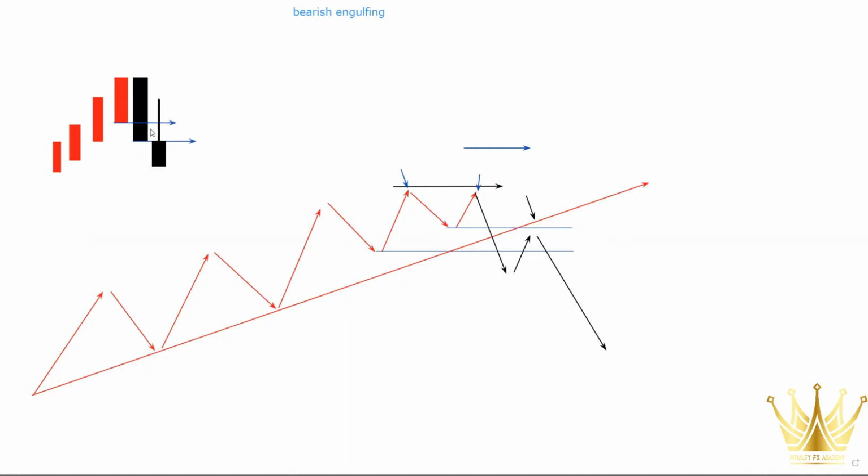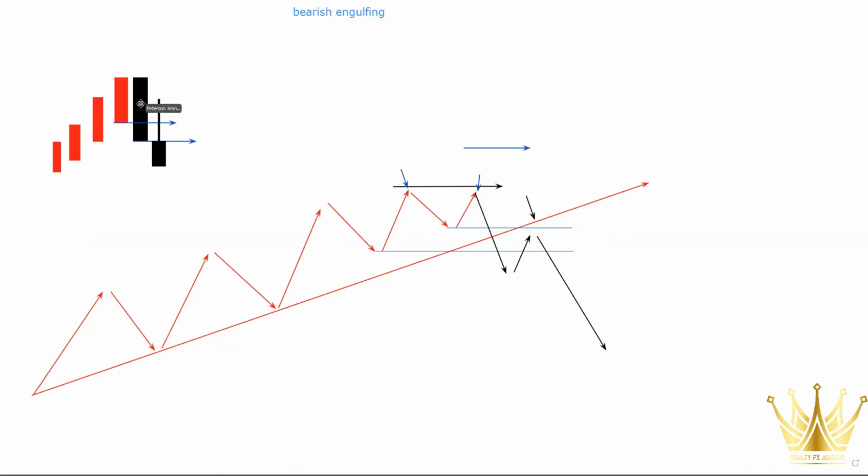This wick right here is considered retracement. And that is what I like to call market exhaustion, okay? Because market bought up and then it got exhausted. It couldn't buy no more, okay?